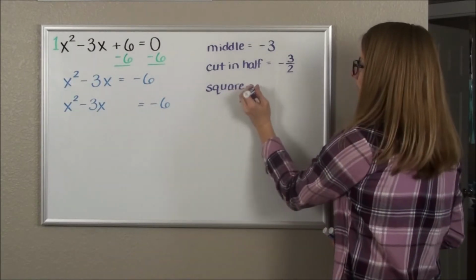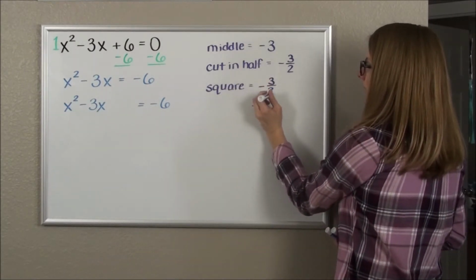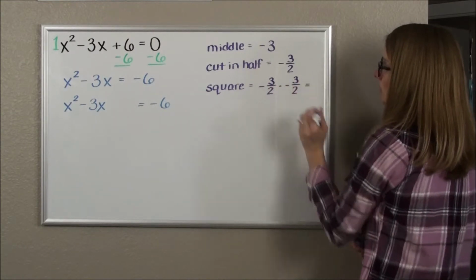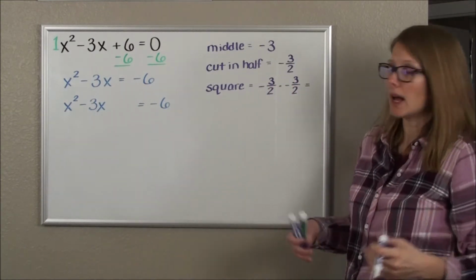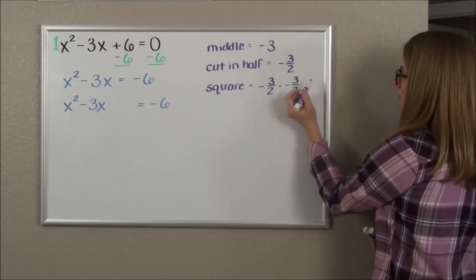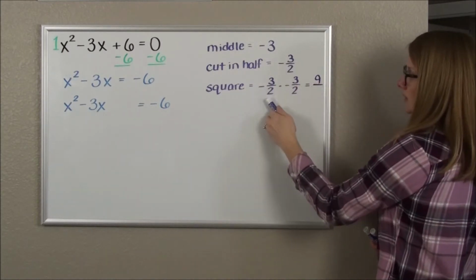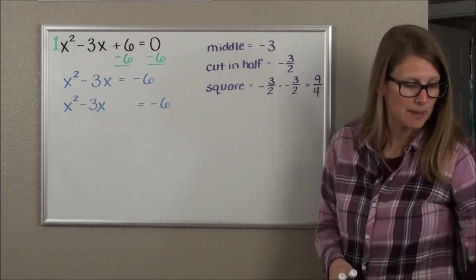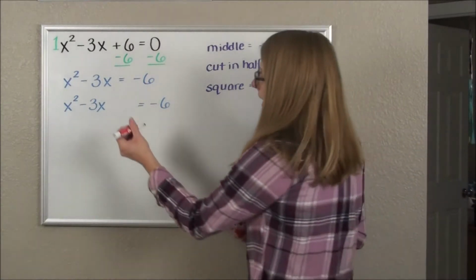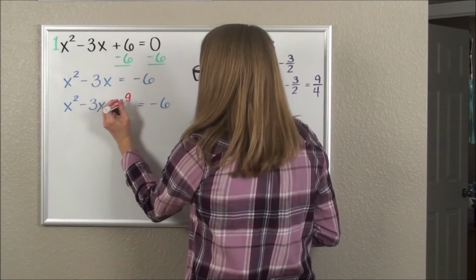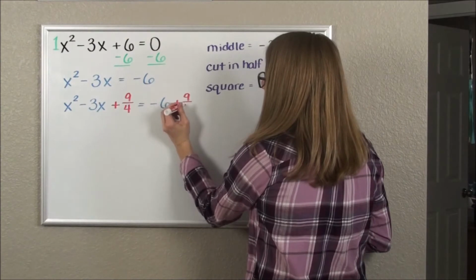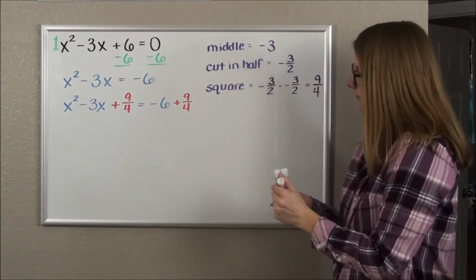Now if I square that, it means multiply it by itself. So I'm taking negative 3 over 2 times negative 3 over 2. Negative times negative is positive. Upstairs, 3 times 3 is 9. Downstairs, 2 times 2 is 4. So I wind up with 9/4 as my magic number. I'll go ahead and add that to the left. That will create a perfect square on the left side. But I also add it to the right. It will maintain balance that way.